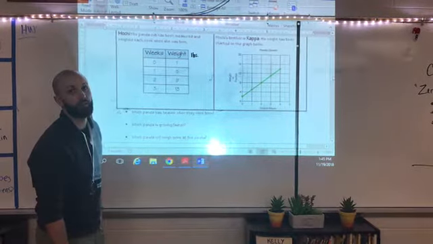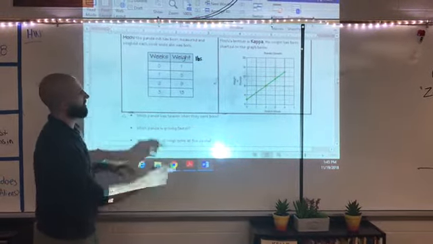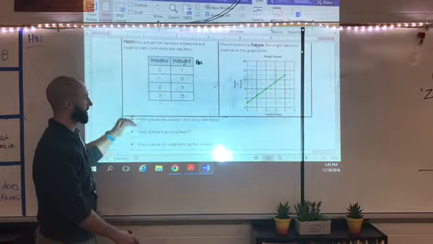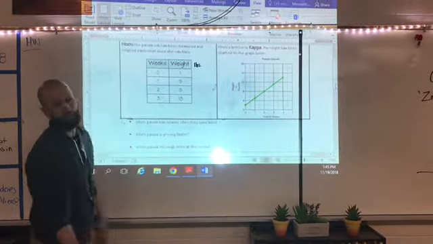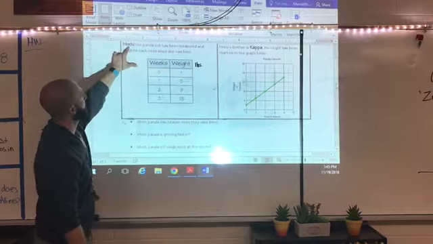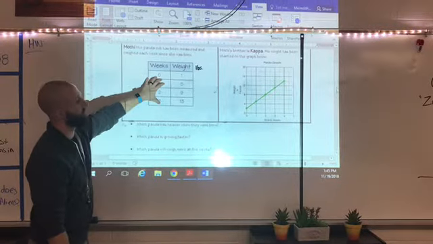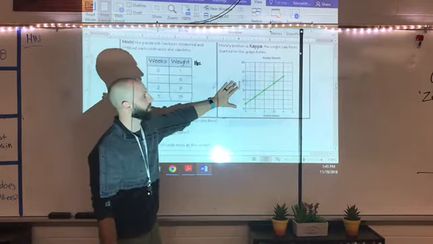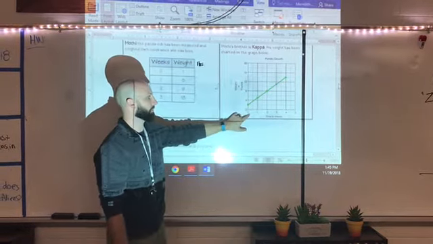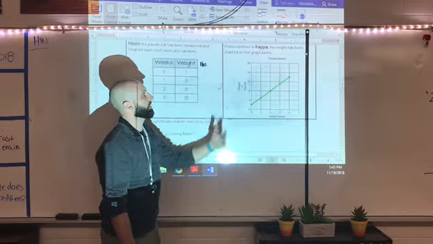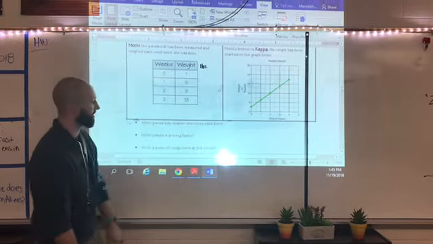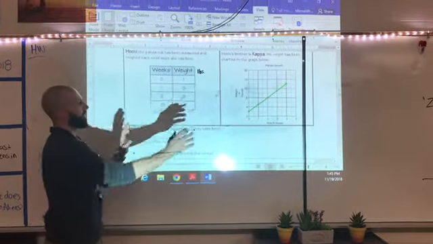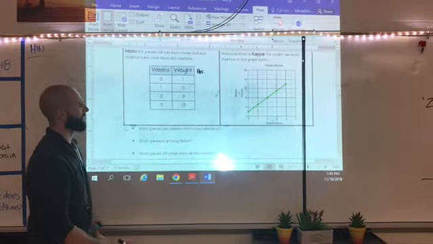We are comparing functions today. Let's look at this problem and answer these 3 questions about these 2 pandas. We have Mochi. He's a panda, and this represents the weight in weeks of Mochi, and this is Kappa, and this is a graph based on the weight over weeks. So we're comparing 2 different styles of information given.